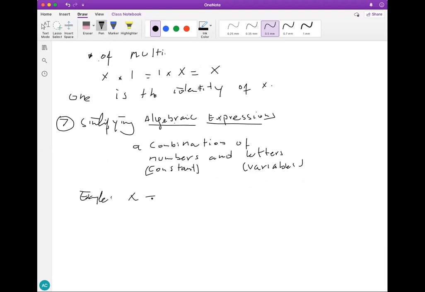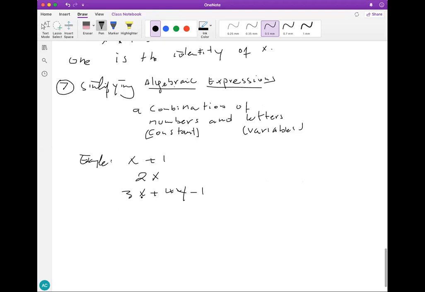x plus 1. That's an algebraic expression. There is a letter, there is a number. It could be as short as this, or it could be 2x, could be 3x plus 4y minus 1. Could be 1 letter, 2 letters, could be many, or could be the same variable to different powers. For example, x to the third minus 2x to the second plus 4x minus 7. That's also an algebraic expression. Again, we're just combining numbers and letters.